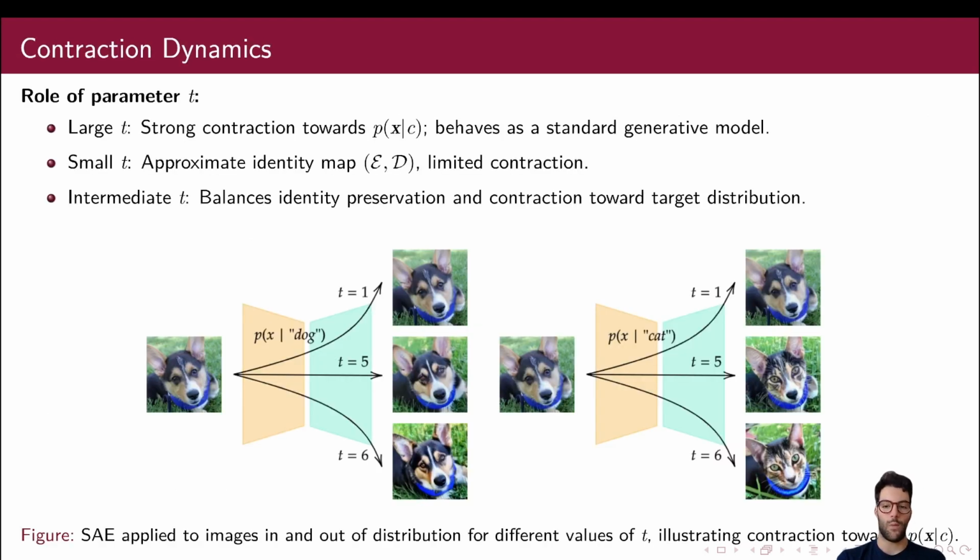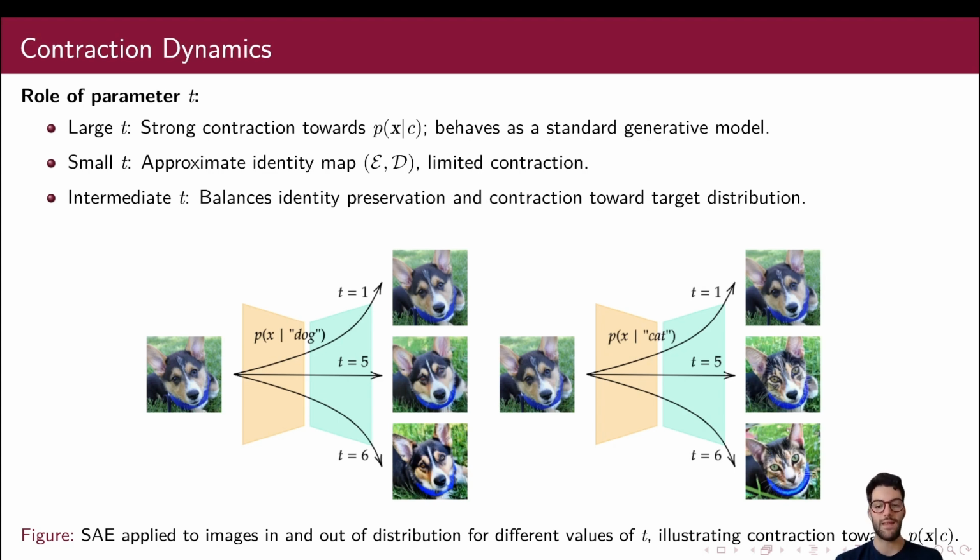We can see again what I was just mentioning. If we have, for example, in the left case, a sample coming from the same distribution as the prior, let's say P of x given a prompt that says it's a dog, we see that even when the time t is really big, that means we are giving a lot of power to the prior because in the encoder part of the stochastic autoencoder we are adding a lot of noise, we actually find as output something very close to the input.